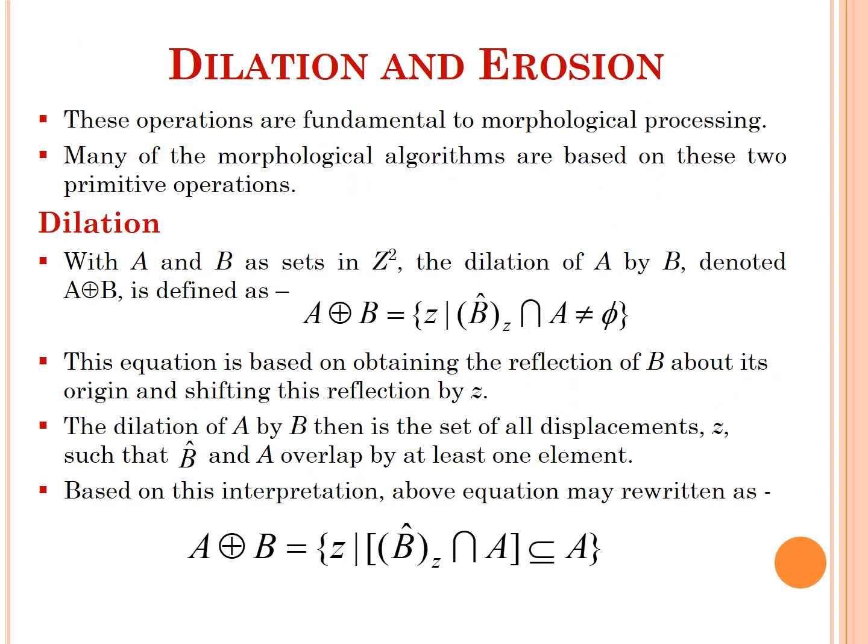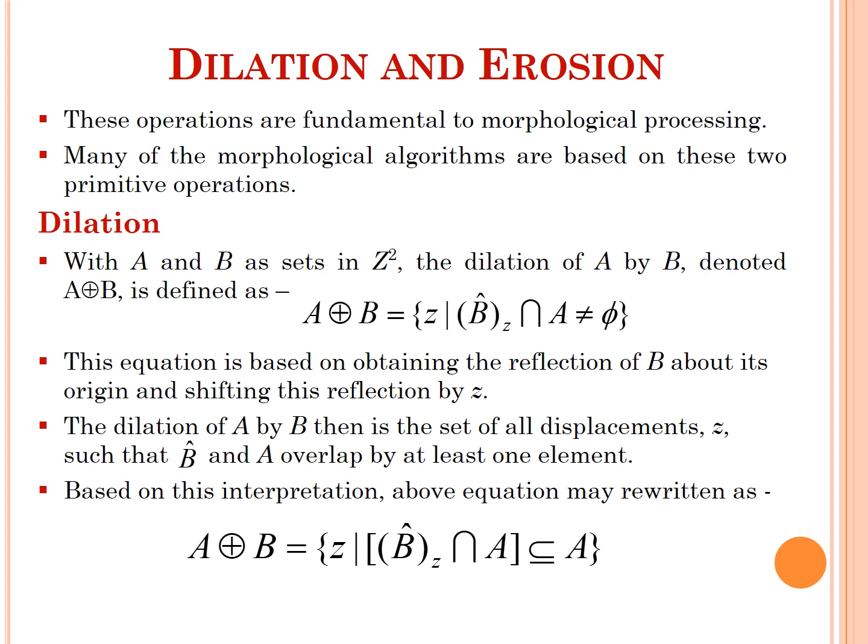Now, dilation and erosion. These operations are fundamental to morphological processing. Many of the morphological algorithms are based on these two primitive operations. First, the dilation operation. With A and B as sets in Z square, the dilation of A by B is denoted by A dilated by B and is defined by A dilation by B is equal to the set of Z such that B hat Z intersection A is not equal to phi.